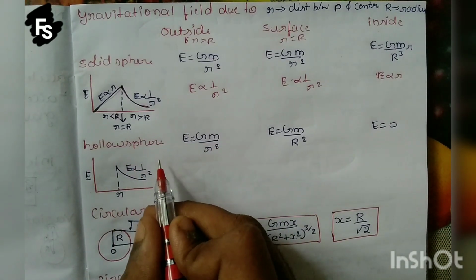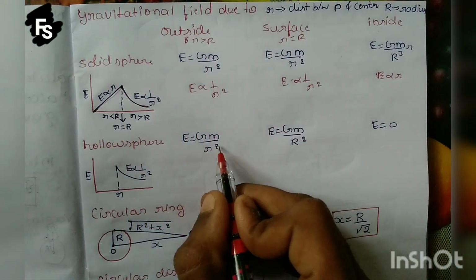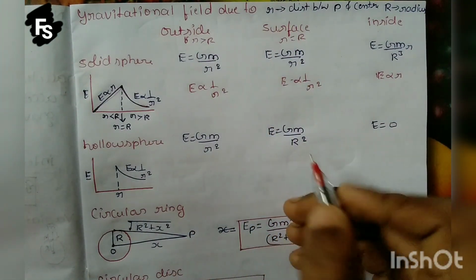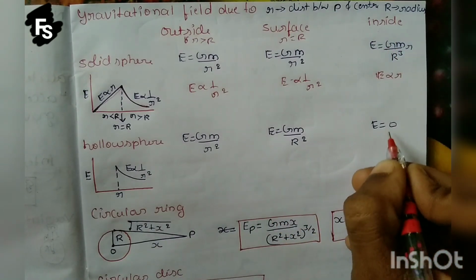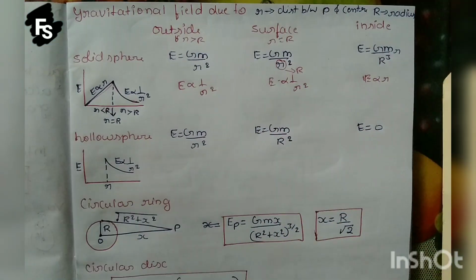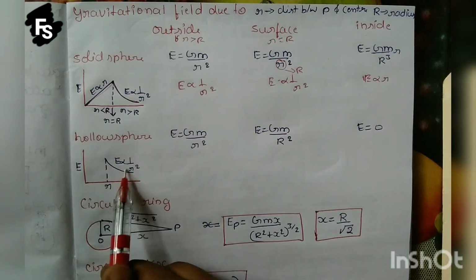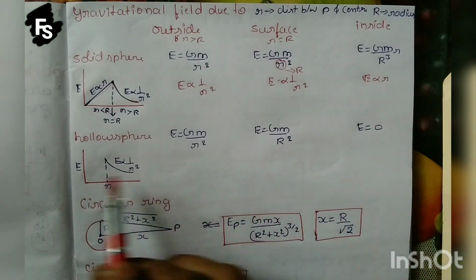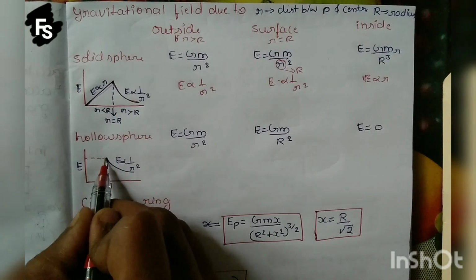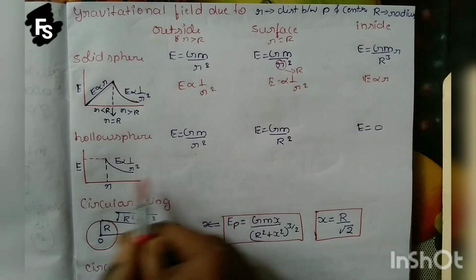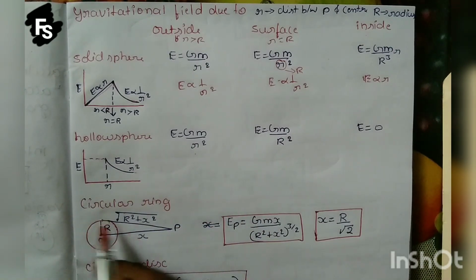Okay, let's come to hollow sphere. Outside the hollow sphere, E is equal to GM by r square. On the surface, E is equal to GM by capital R square. Inside, E is equal to 0. Here also the graph would be like this. Inside means small r less than capital R, E is equal to 0. So there is no field, this is constant. But at the surface and outside, E is inversely proportional to r square, so it comes down.